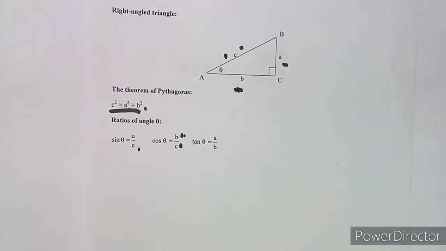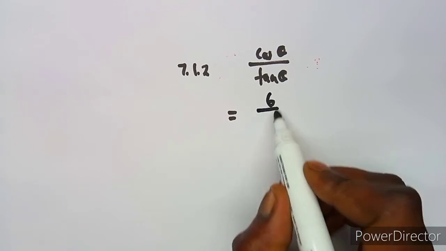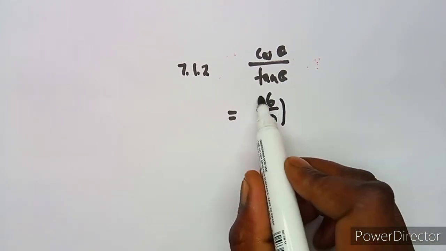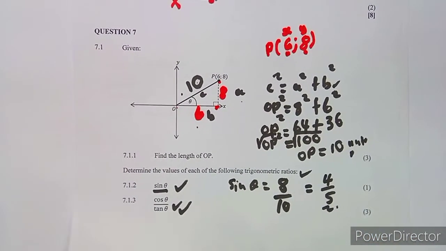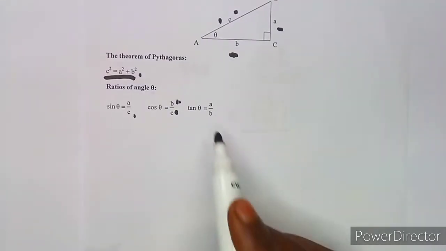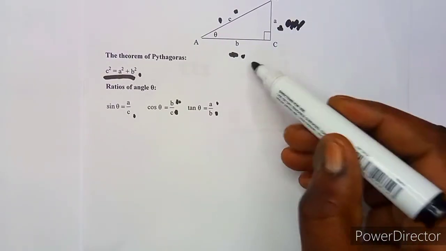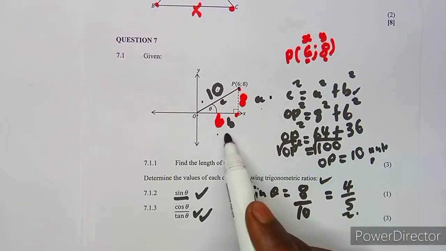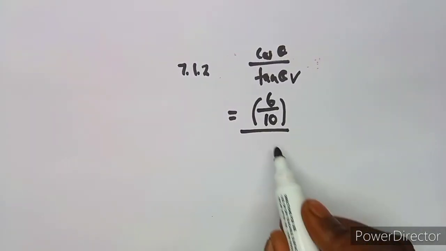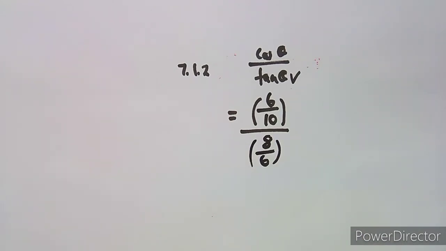So our B in this case is 6 over C, which is 10. So it's 6 over 10. So you're going to have 6 over 10 like this. Okay, let's just put it this way, over tan theta. All right, we need tan theta, which is A over B, opposite over the adjacent, which is 8 over 6. So you're going to have 8 over 6 like this. This is what you're going to have.